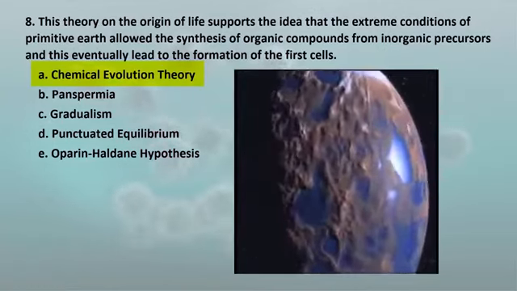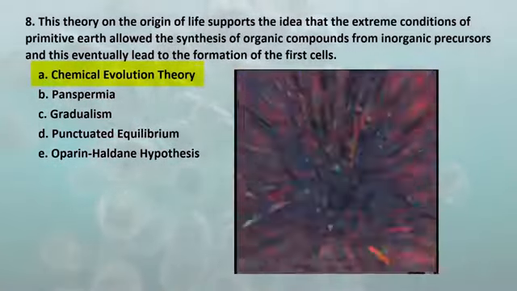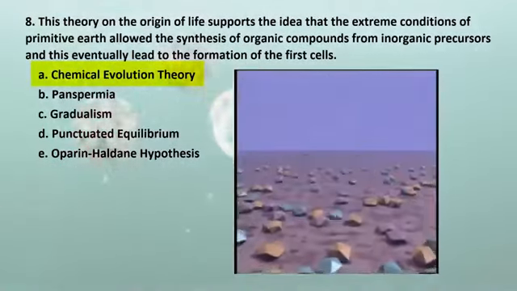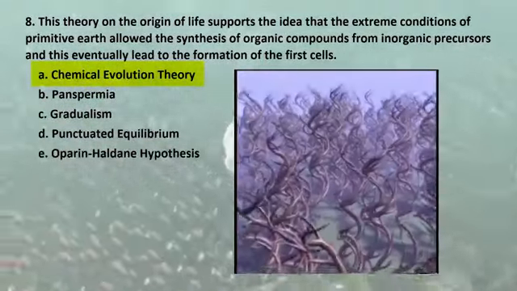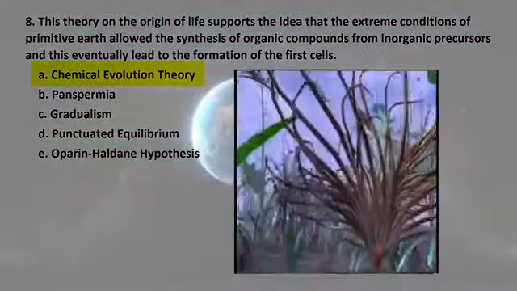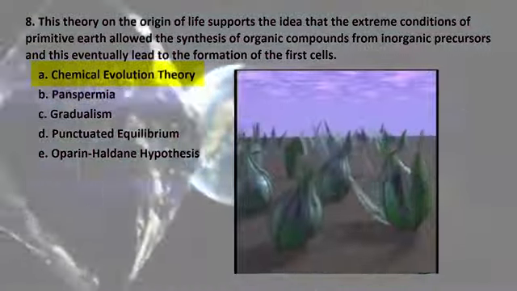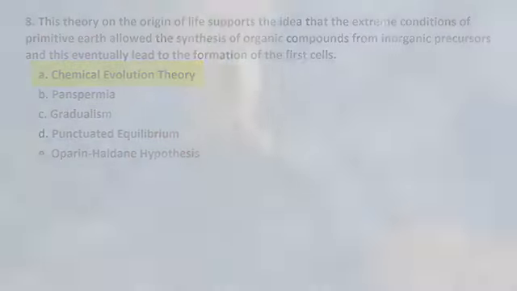Panspermia is a theory that life came from outer space, that cells were carried by meteorites, and when they found that our planet was a conducive environment, they flourished here. On the other hand, gradualism and punctuated equilibrium are concepts on evolution, especially on how species evolve. They do not really focus on the first cells or how the first cells came into being.